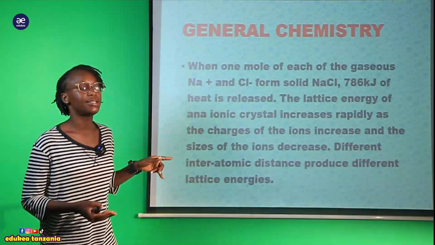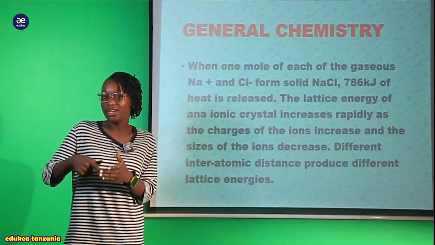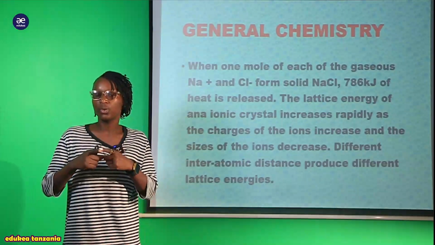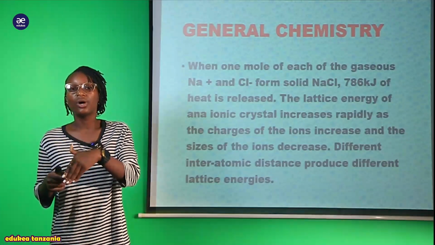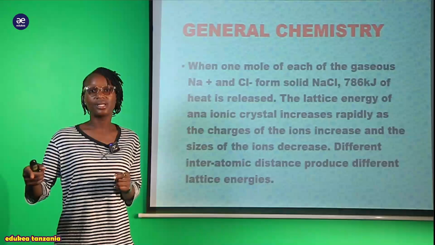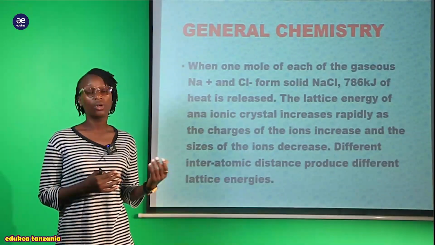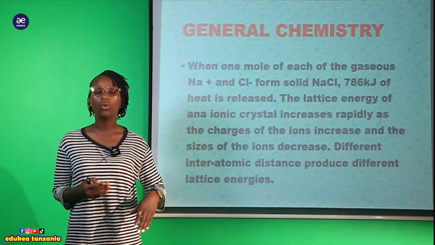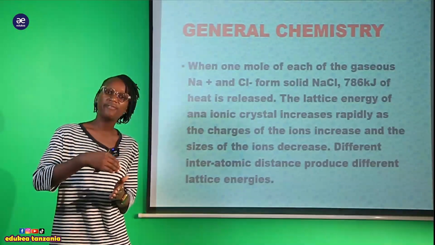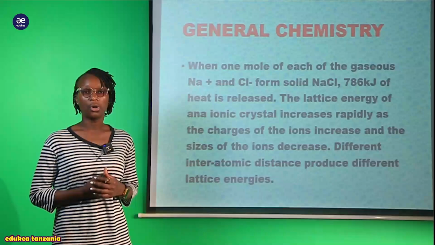Lakini sasa hiyo energy at the same time kwamba yule sodium ion na chloride ion zina combine together kwenda kutengeneza ile compound ambayo ni sodium chloride, you will see that the energy will be released instead of absorbed. Kwa hiyo kama energy itakuwa released, therefore that will be exothermic, ina maana ni inverse of the endothermic. So that is all about.